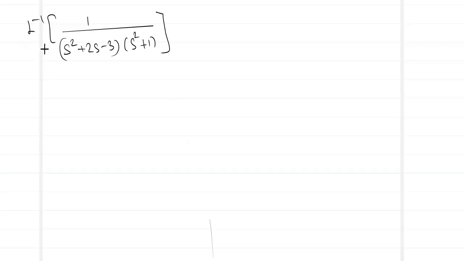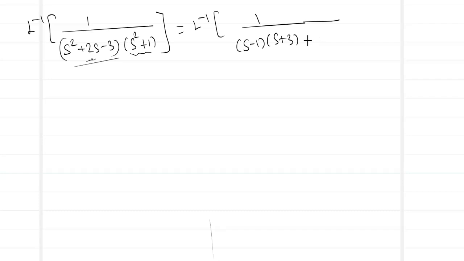Consider the example of finding Laplace inverse of 1 by s squared plus 2s minus 3 into s squared plus 1. Now, as such, this is going to be a quantity which is factorizable in nature. So, how can I factorize this? You can split this s square plus 2s minus 3. Sum is going to be 2, product equal to minus 3. So, I can split it as s minus 1 into s plus 3. So, this is my factorization of the first factor. And the second one is s square plus 1, which is non-factorizable in nature. So let me have it as such.